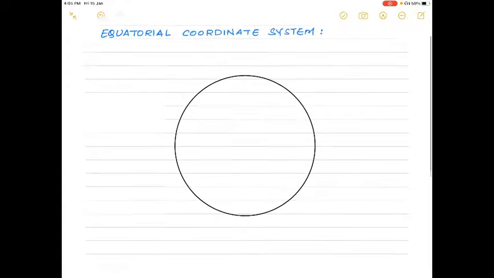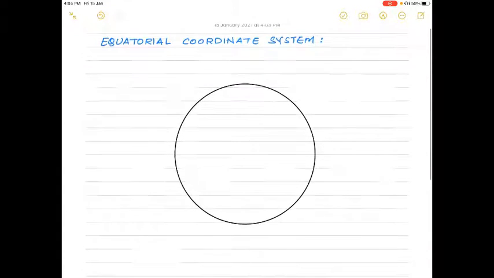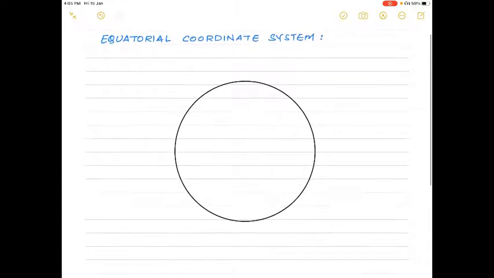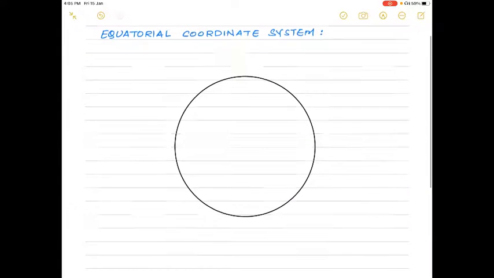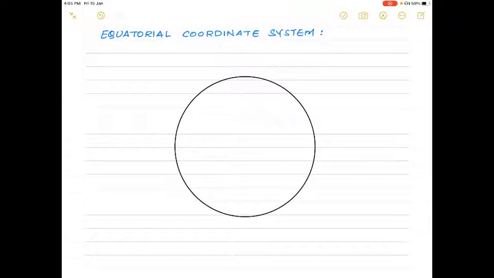But there are certain drawbacks to the horizon coordinate system. It is very much position dependent. It means if you are locating a certain star using the horizon coordinate system from a certain place on Earth, those coordinates for the star will not be the same from a different place. So it is place dependent, and that is why it is not that reliable for doing observations.